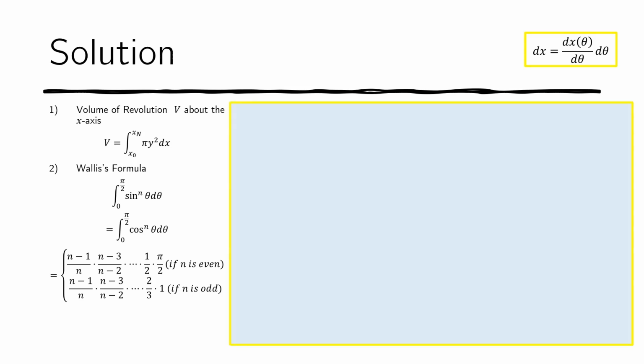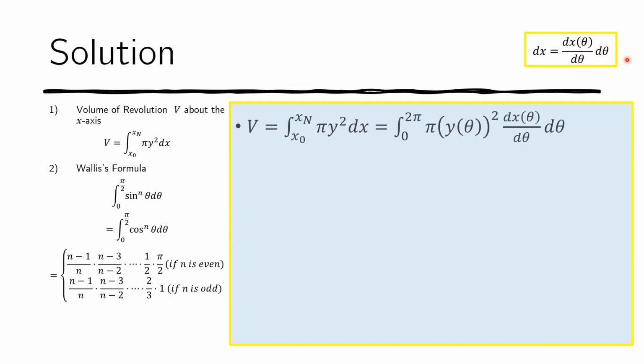Now all we need to do is integrate, and we recall that the differential of x is equal to the derivative of x with respect to theta times the differential of theta. So when we do the integration, we know that this is the volume, but we need to replace it with theta instead of x, because we are given the function in terms of theta. So the limits of integration now become 0 to 2 pi, because theta is between 0 and 2 pi according to the problem, and pi here is retained.